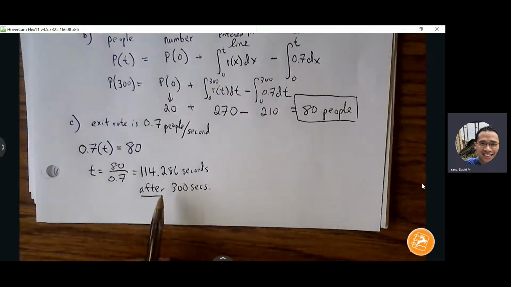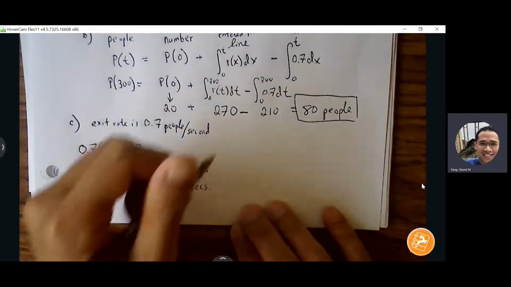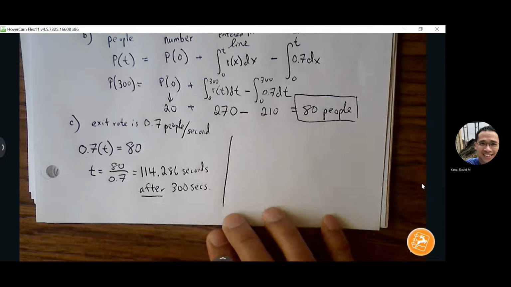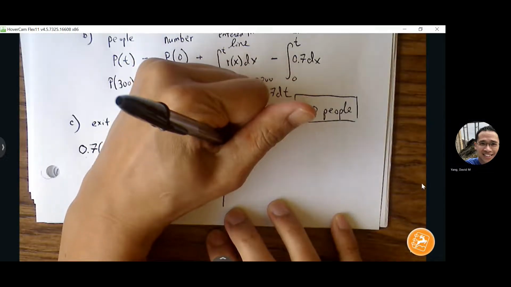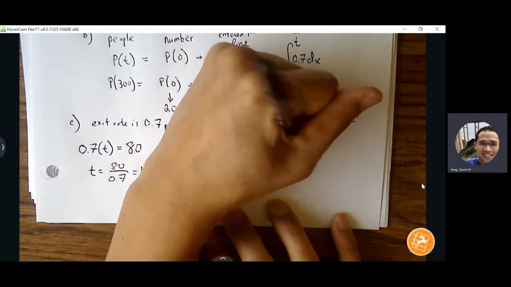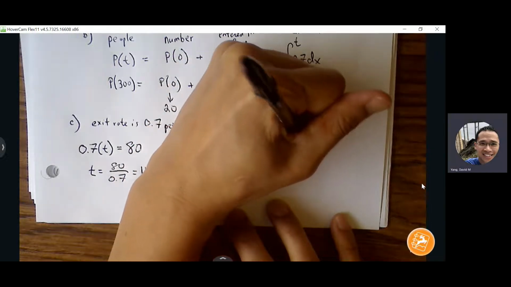So this is going to be 114 seconds after 300. So we got to make sure that we add on this 114. It's going to take 114 seconds to clear out 80 people, but that's after all this time has passed. So the actual time from 0 is going to be 300 seconds plus 114.